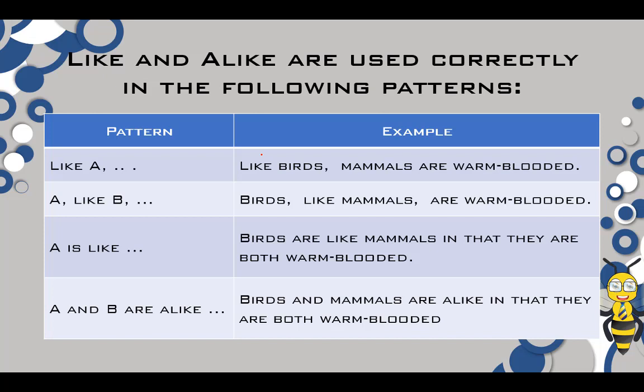For example, number one: Like birds, mammals are warm blooded. Okay, that's the use of like, in the noun, and then we have the expression in the clause. Number two, we say birds, like bees, are warm blooded. Number three, A is like B: birds are like mammals in that they are both warm blooded. And finally, birds and mammals are alike in that they are both warm-blooded. So this is the pattern that we will always follow when we're talking about like and alike.